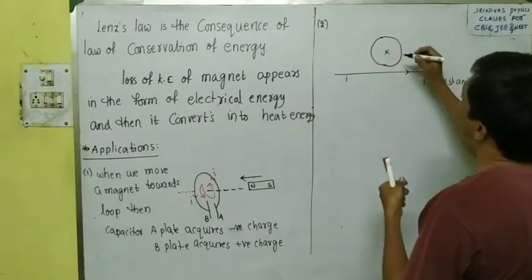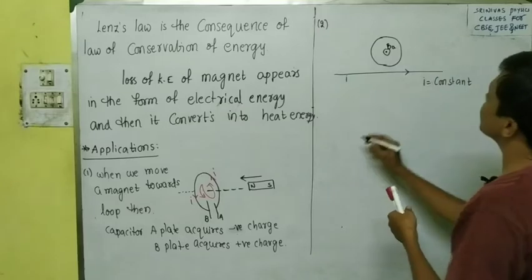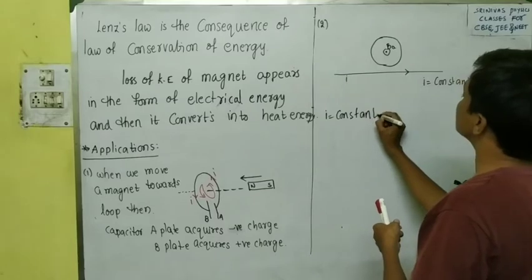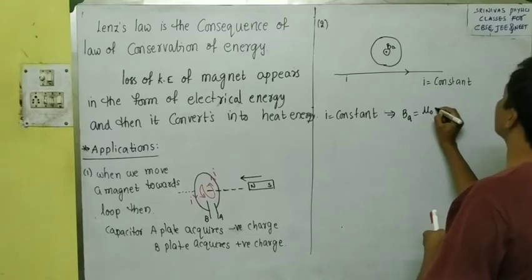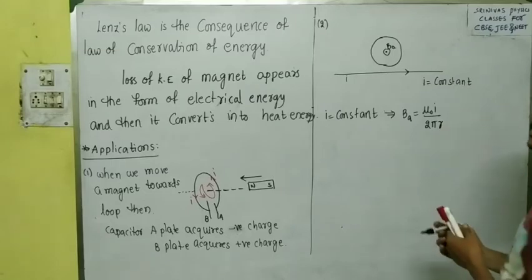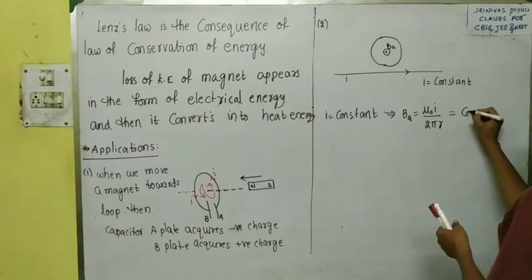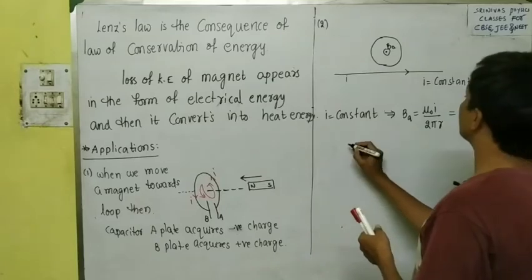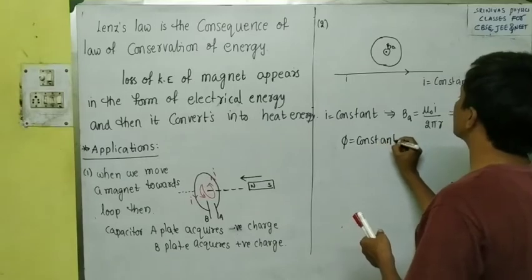Outward field is indicated with the dot. Here, the applied field is the dot. But when current is constant, then the applied field is also constant, right? Why is the applied field constant? Applied field depends upon current, right? Then when current is constant, the field is also constant. Applied field is also constant. Then BA is constant. When the field is constant, then the flux is constant. This constant flux never produces any current.